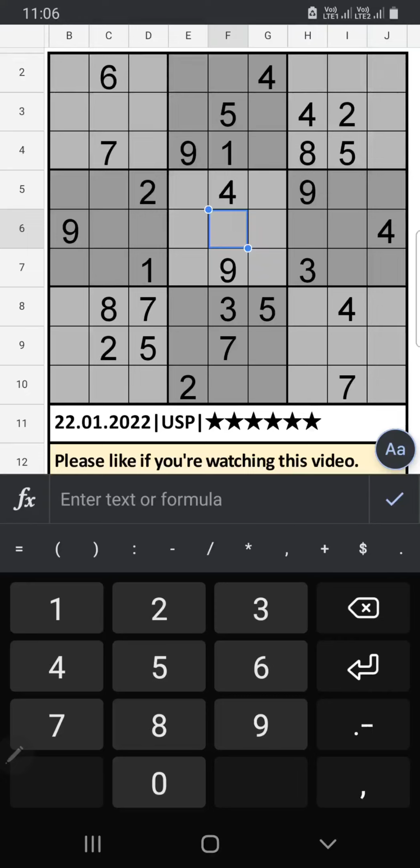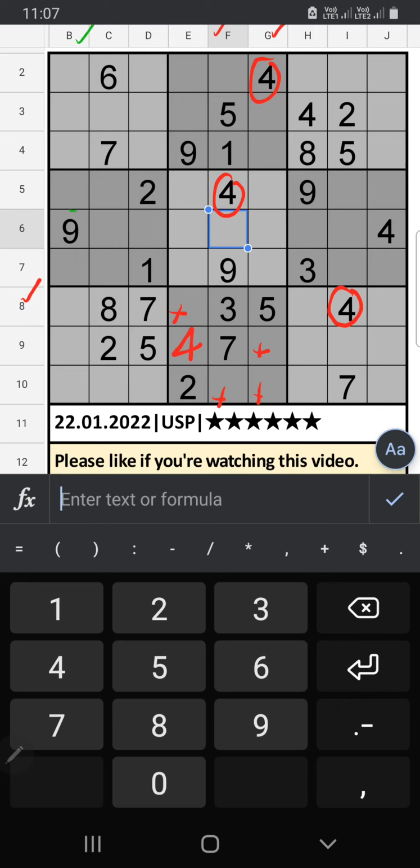Today I am going to solve the Universal Sudoku puzzle from January 22, 2022, a 6-star Sudoku. In column F and column G we have 4, so 4 can't come in these cells. In the 8th row we also have 4, so 4 is confirmed here.